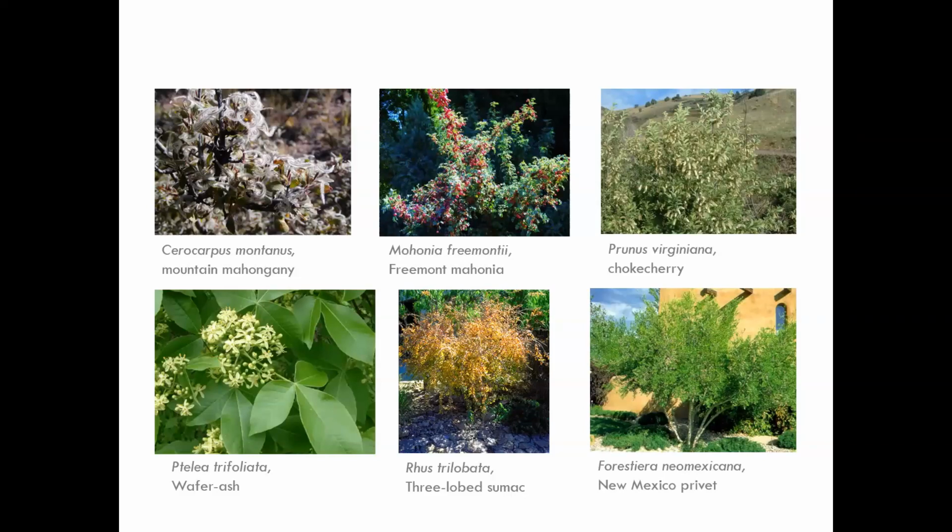Wafer ash is one that you don't see a ton. That's on the bottom left there. It's a small tree. When the leaves are crushed, it has a citrusy smell, and it gets a pretty little seed head. Three-lobed sumac, Rhus trilobata, is a good one, though that picture actually makes it look bigger than it is. It can be a low growing little shrub. And then New Mexico privet is another one that seems to be gaining popularity for landscapes.